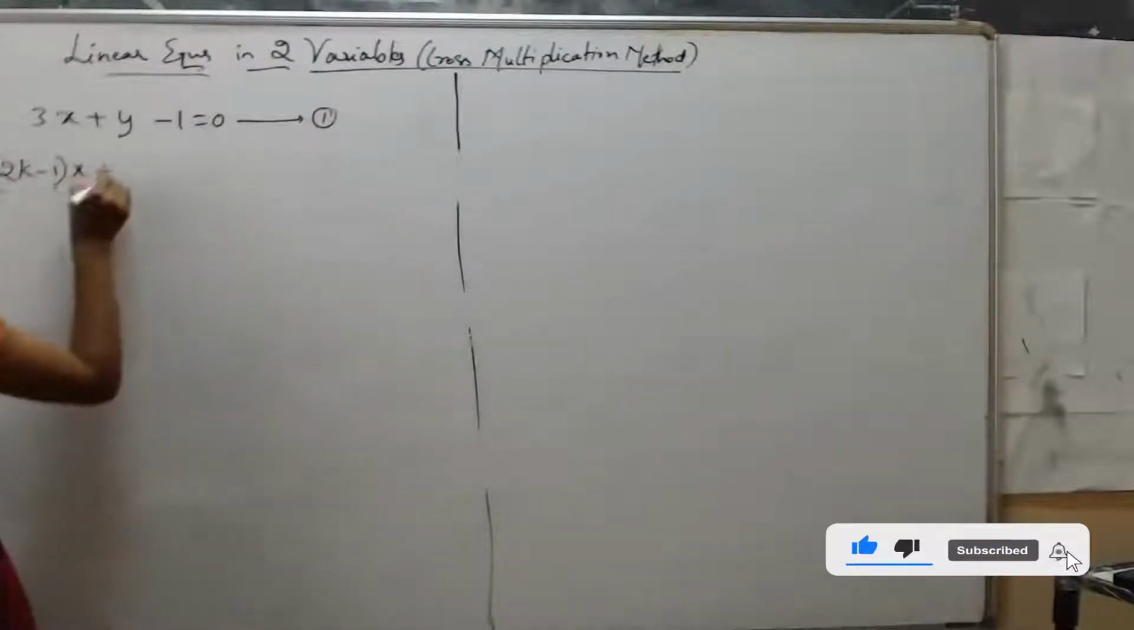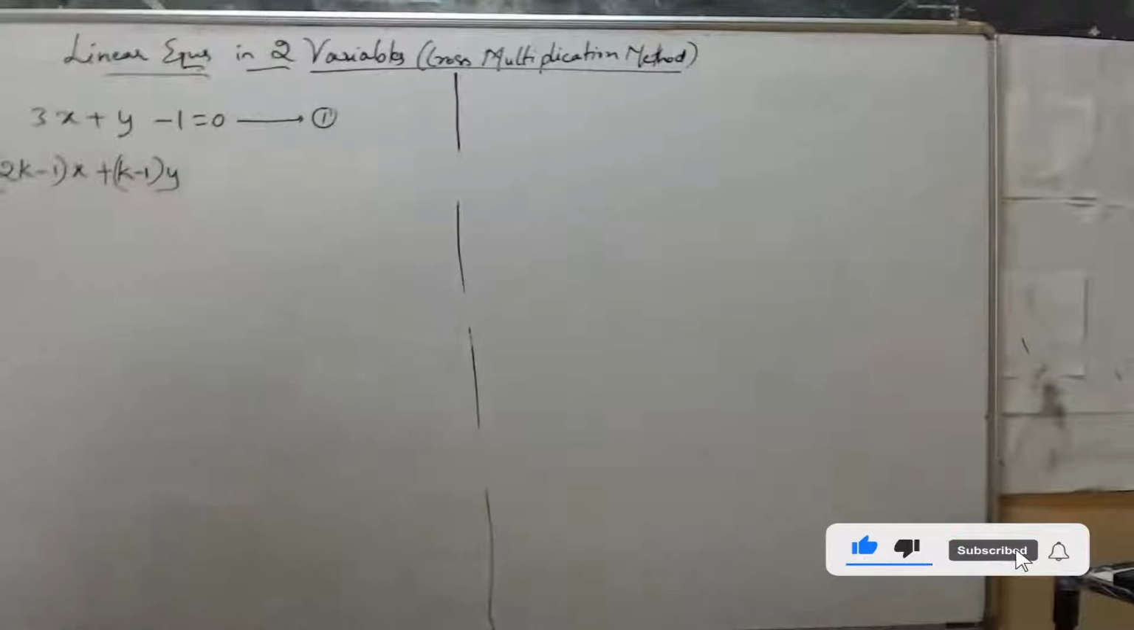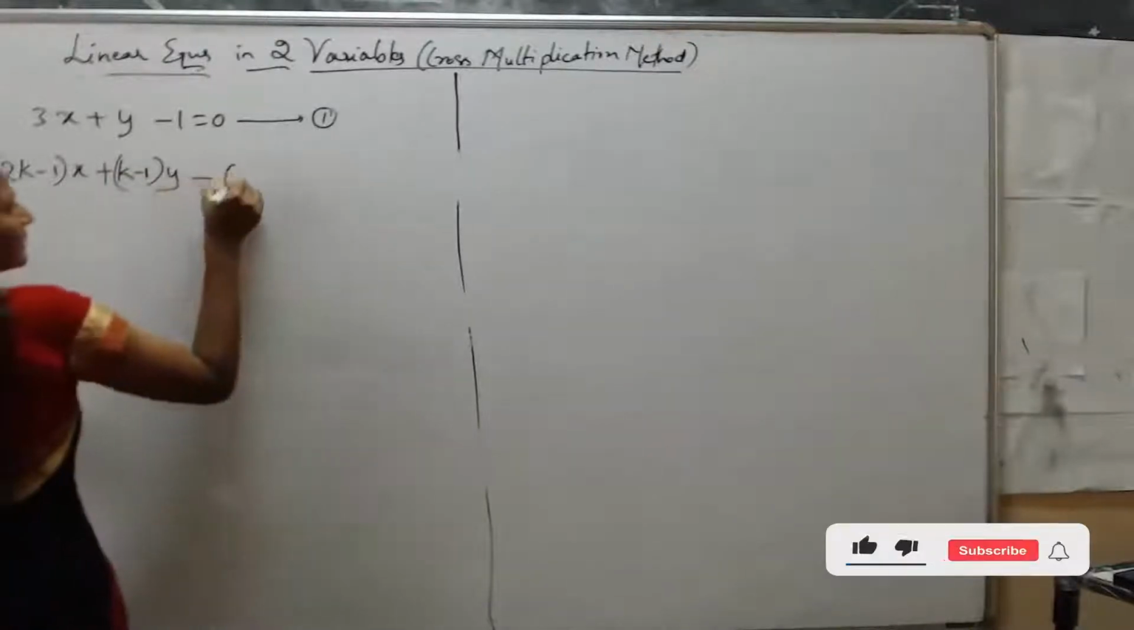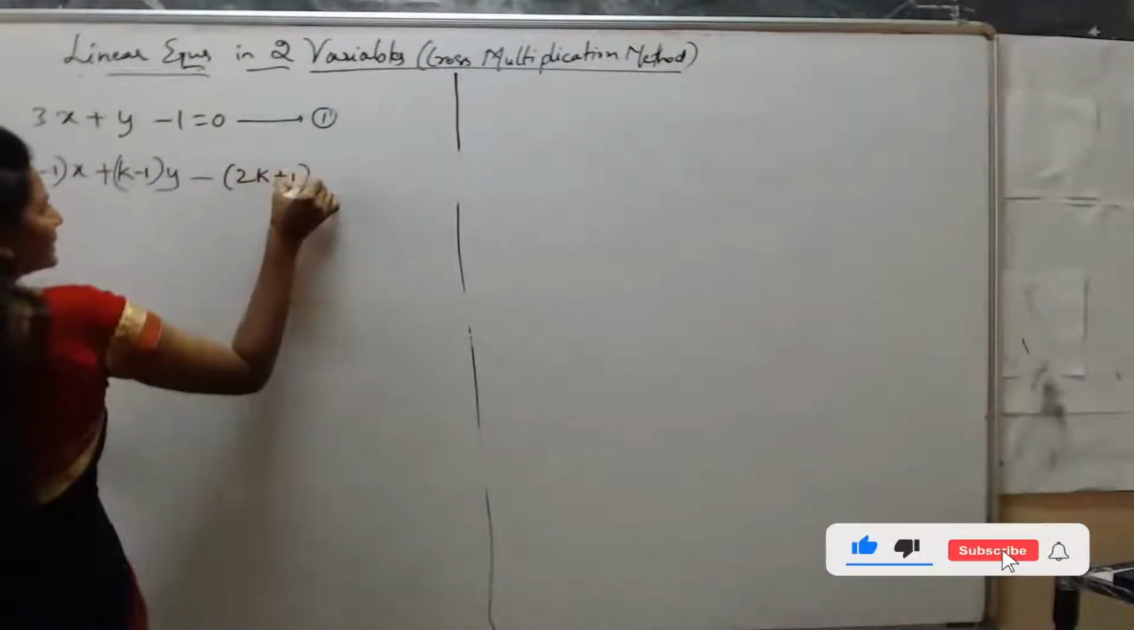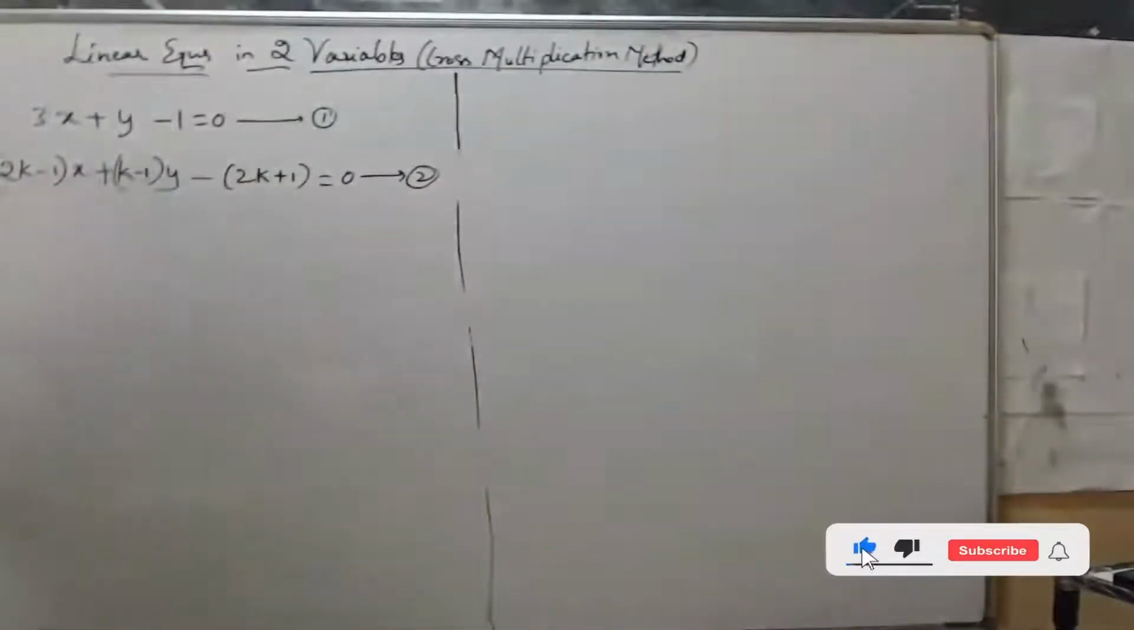k minus 1 into y minus 2k plus 1 is equal to 0. Take this equation as 2. Now what we have to do? Write a1 by a2. What is a1 by a2?